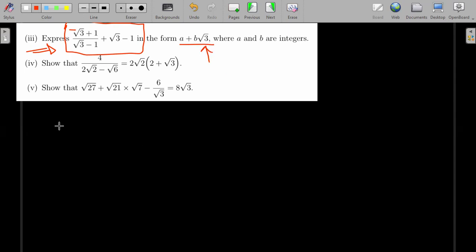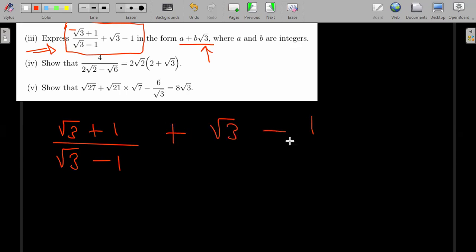So let's write this. 3 plus 1 divided by root 3 minus 1, and then plus a root of 3 minus 1. If I can ask, where can we start from? Anyone who has an idea, where can we start from to simplify this expression so that we get something that looks like a plus b root of 3? Come on, guys. Where do you think we can start from?